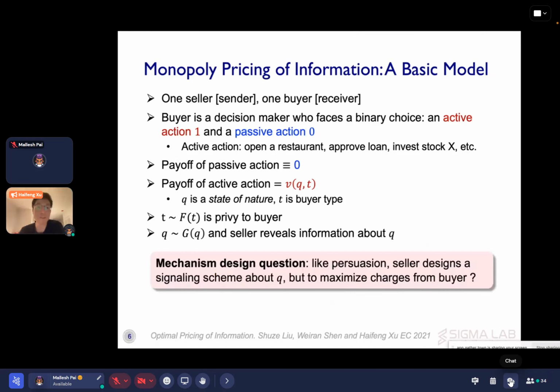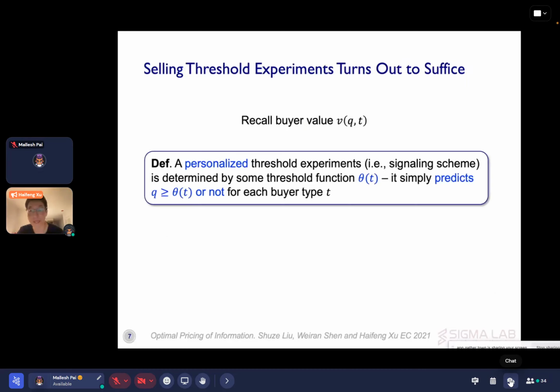Okay, so then this naturally gives rise to a mechanism design question. Just like in persuasion, the seller here, like in information design, designs a signaling scheme about the state of nature Q, but his goal is not to persuade the buyer to take a certain action, but instead to maximize charges from the buyer. So that's basically a variant of the information design problem here. And okay, so how can we solve this problem?